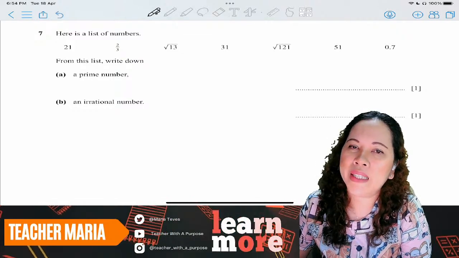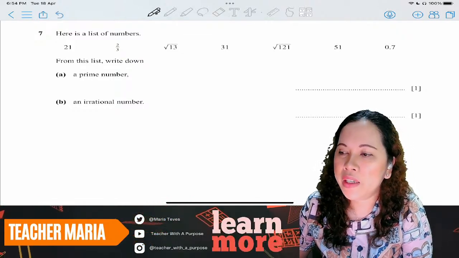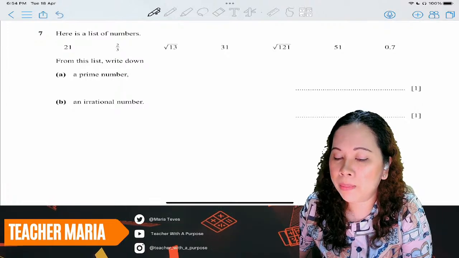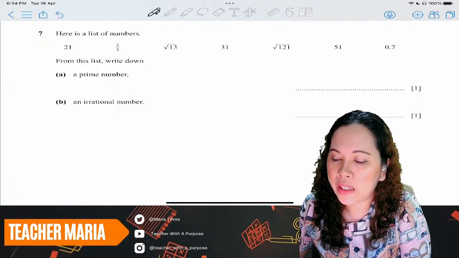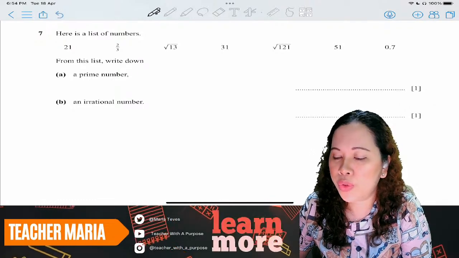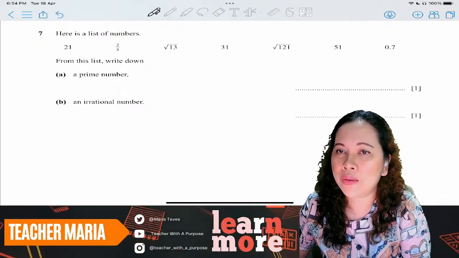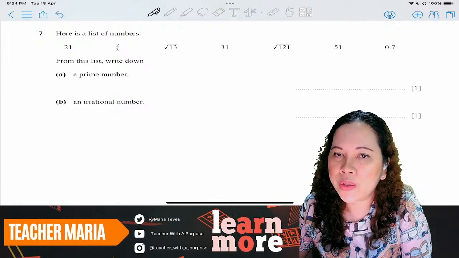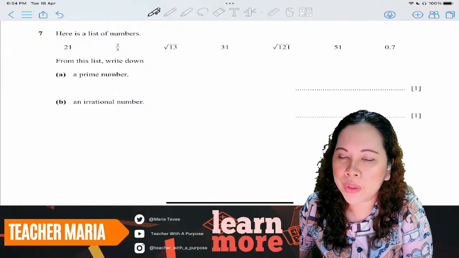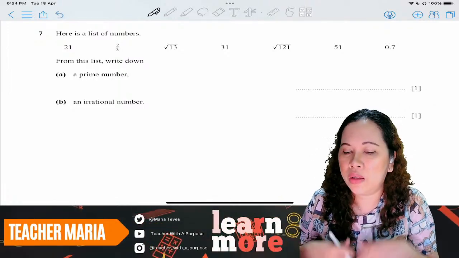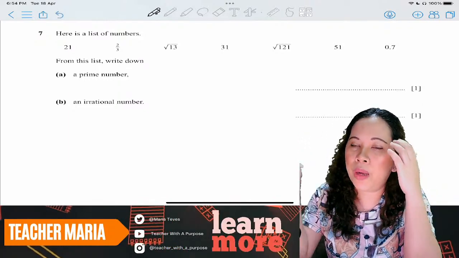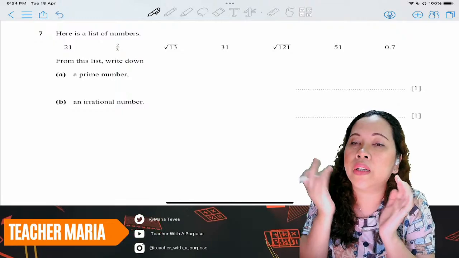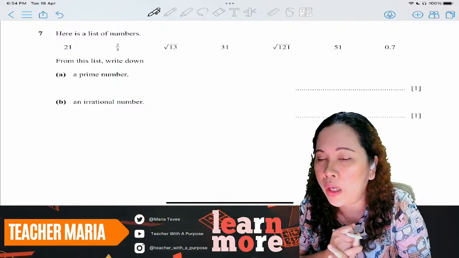All right. Number 7 question we have. Here is a list of numbers: 21, 2/3, root 13, 31, root 121, 51, and 0.7. You're asked to write down the prime numbers from the list. Prime numbers are numbers that are divisible only by itself and 1.